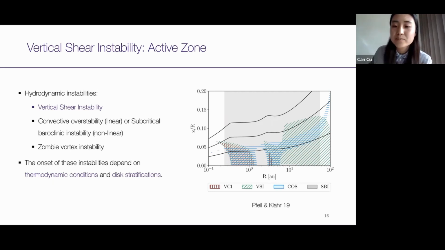The onset of these hydro instabilities depends on the thermodynamic conditions and disk stratification. For example, the VSI requires very fast cooling in the disk, and it requires some vertical stratification of angular velocity in the disk. The plot I'm showing here is the active zone for different hydrodynamic instabilities. We can see that the green is for the VSI, and it pretty much spans from about 0.5 AU to over 100 AU. So it really extends towards a large part of the disk.